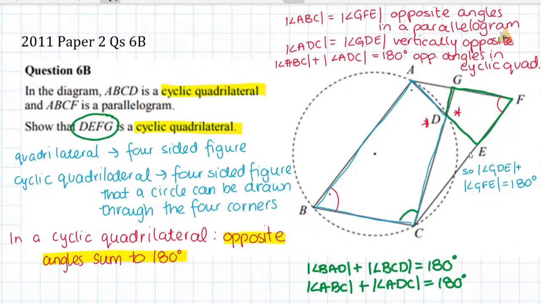And in a quadrilateral, all the angles add up to 360 degrees. So if these two add to 180 degrees, it means that these two also have to add to 180 degrees. So by proving that in a quadrilateral, these opposite angles sum to 180 degrees, that means that DEFG is also a cyclic quadrilateral.